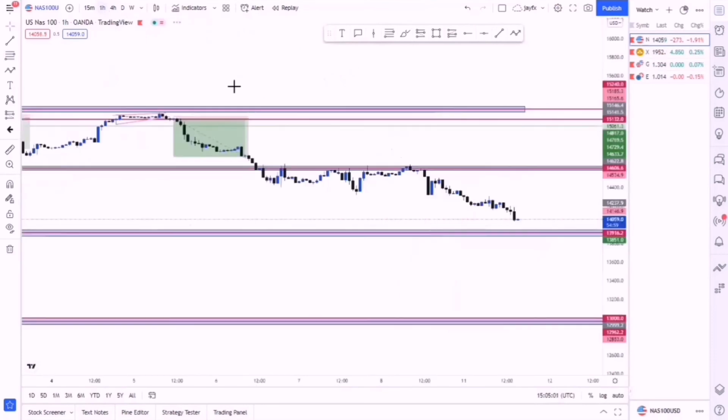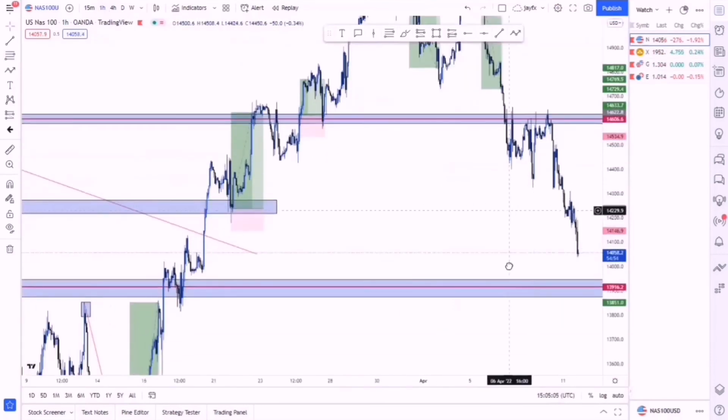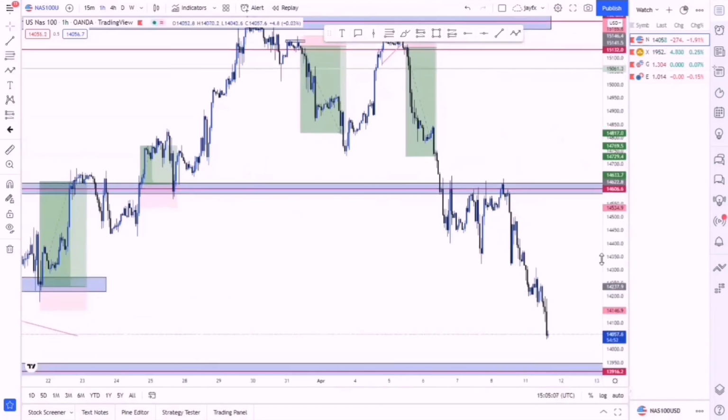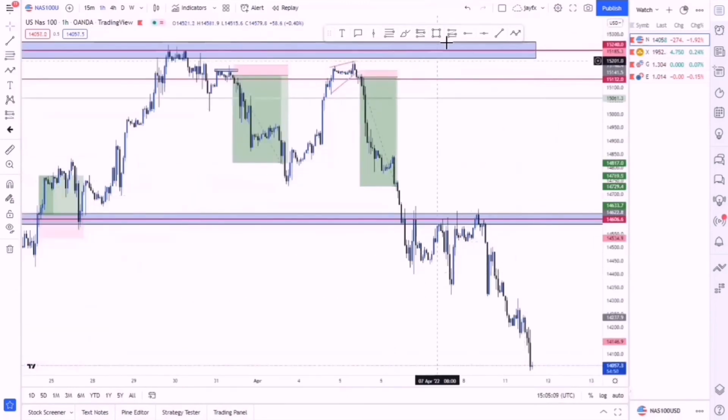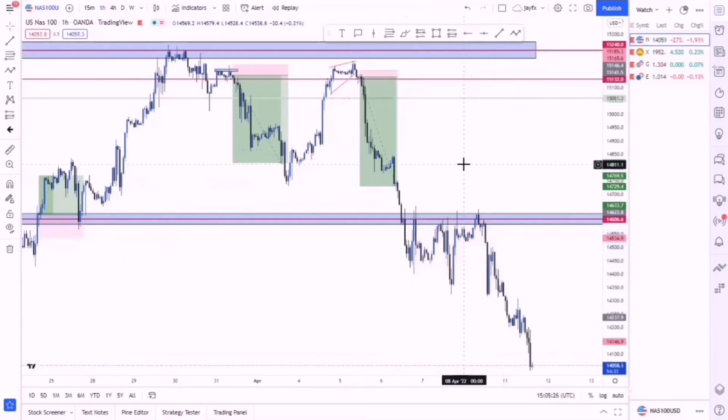So let's go back to our 1 hour time frame. On this 1 hour time frame, I expected Nasdaq to use this level. Since it's a very strong level, I expected Nasdaq to use the level to at least buy to 15,000. Then from this 15,000 level, I could look for a sell all the way to the downside.